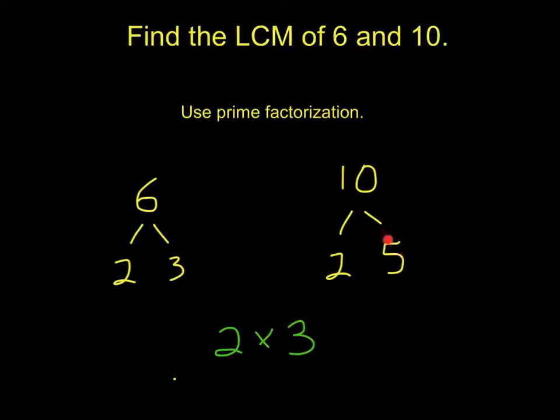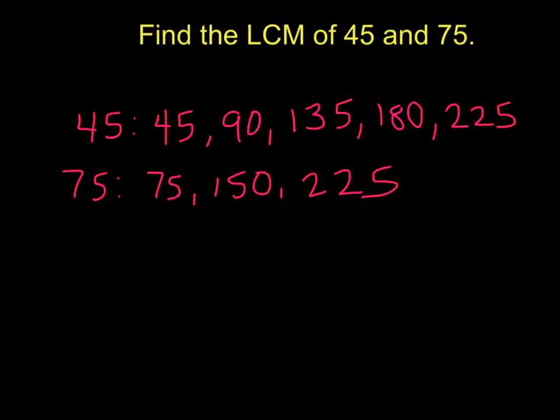And I also notice over here there's a 5. So 5 shows up in one of the factorizations. 5 is once here and no times here. So the most times 5 shows up in one of those factorizations is 1 time. So now I'm going to times these. So if I times these, 2 times 3 is 6, and 6 times 5 is 30. So my least common multiple of those two would be 30. So now you know 2 ways that you can find the least common multiple.